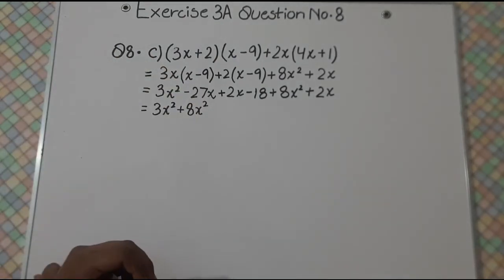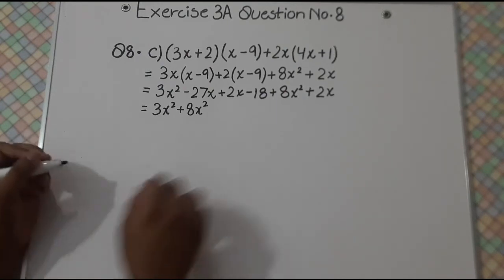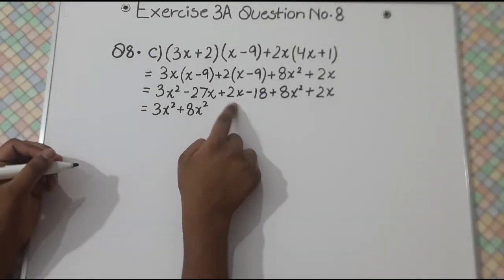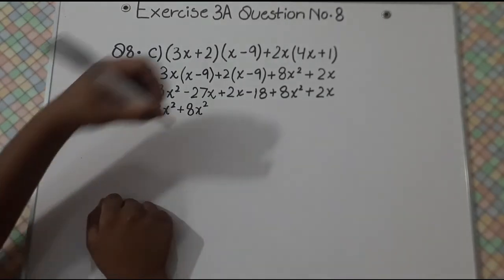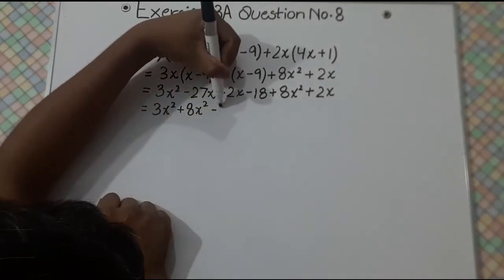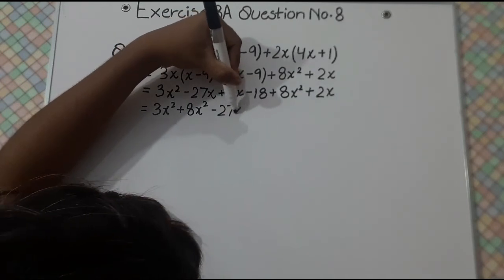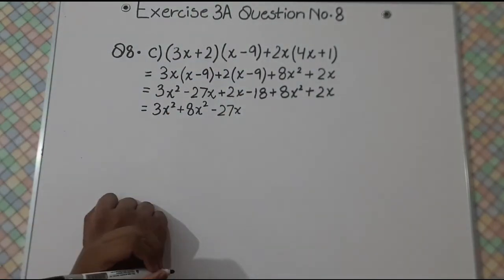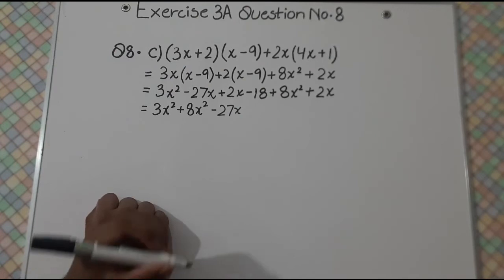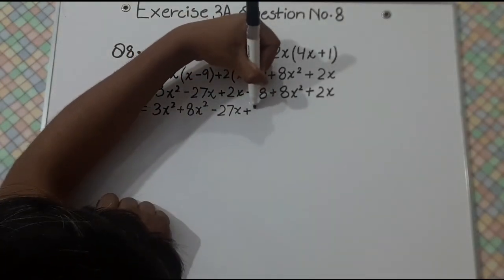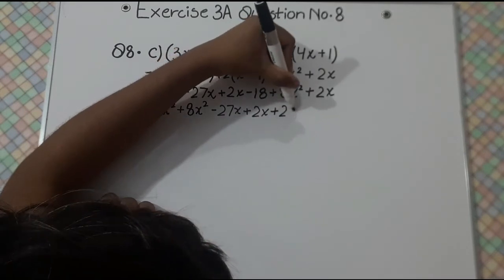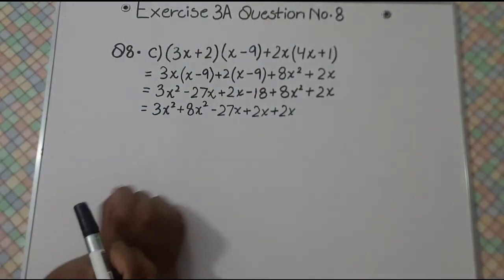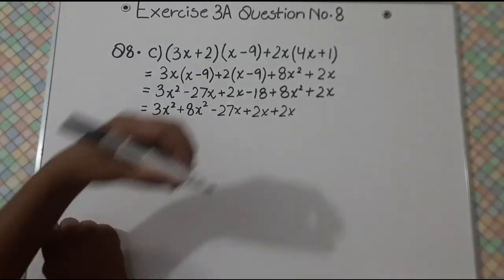Now we are having minus 27x, plus 2x and plus 2x. So we are going to write all these together. So we are going to write minus 27x plus 2x and then again plus 2x. And at last we are having minus 18.